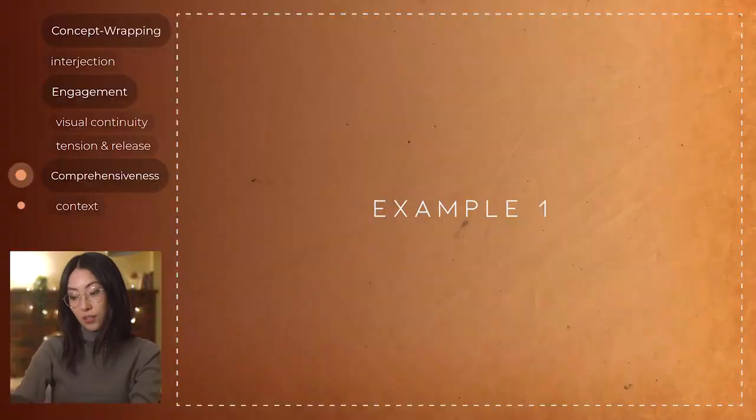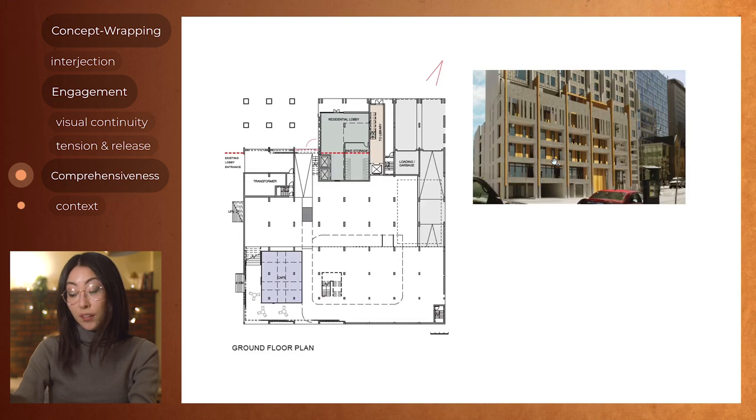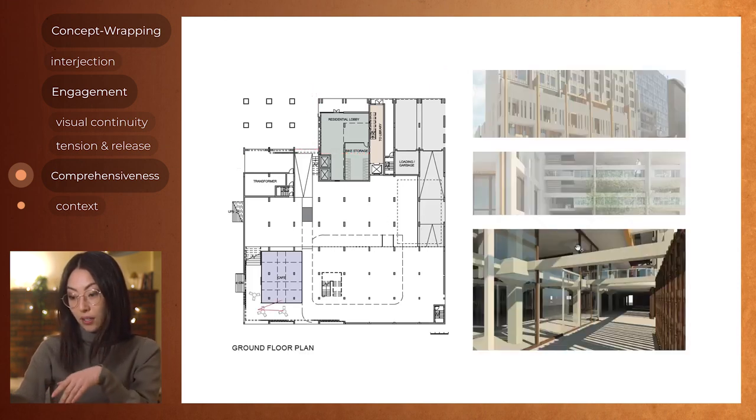Okay, so I'll give you another example here. This is another project. It was a renovation of a brutalist building. And so we were doing some exterior and interior retrofits. And you can see here that half of the page is taken up with the plan and the other half is with renderings.